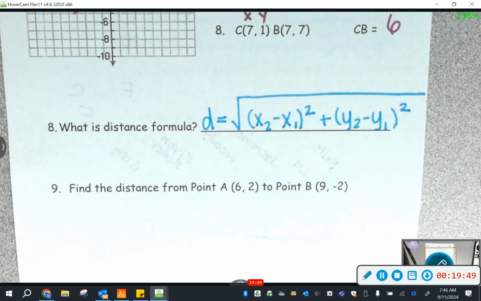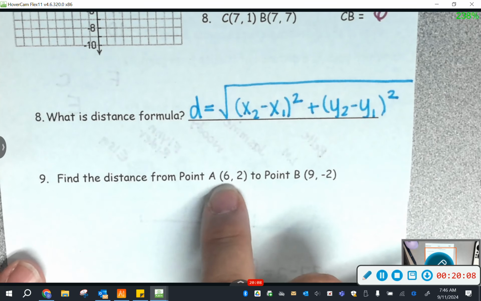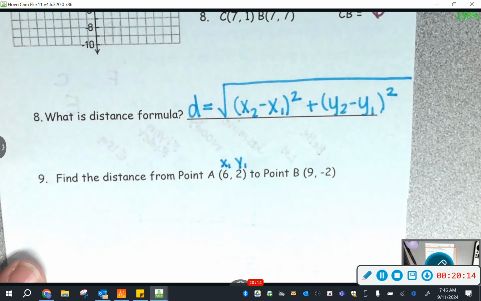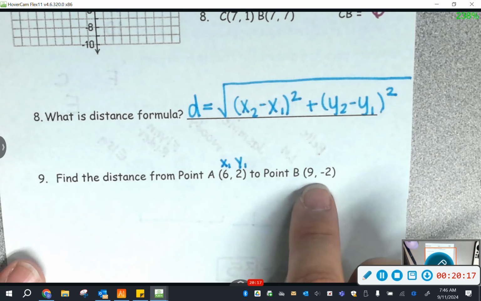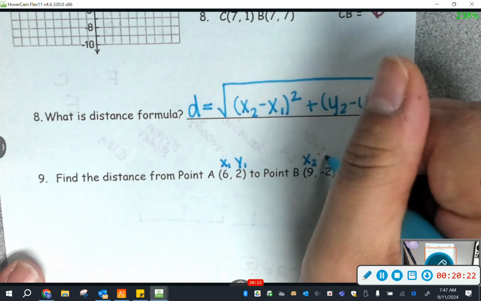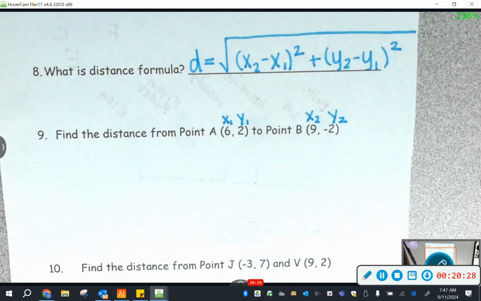Again, you are not solving today. You are not solving on your test. All you're doing is, can you plug in the right numbers? So there are going to be 3 steps to doing this. Step 1 is label your points. What do I have here? X1 and Y1. What do I have here? X2 and Y2. So you're talking about number 8.